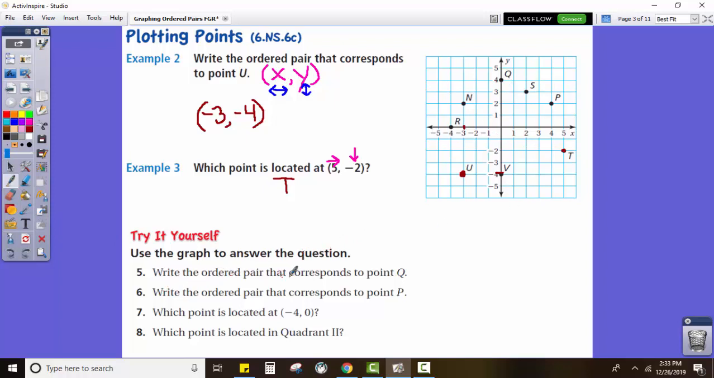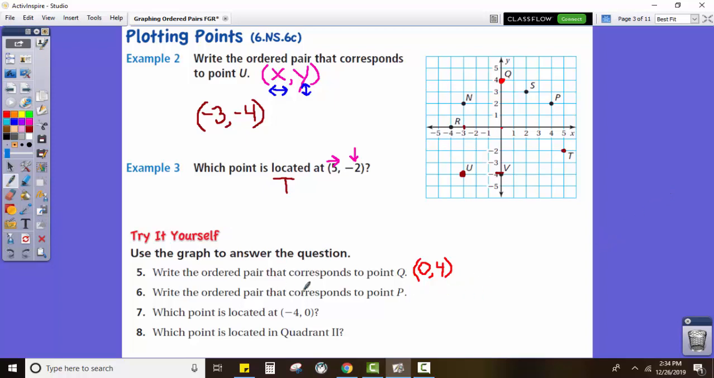Okay, and the next few here says we're going to use our graph to answer the questions. Write the ordered pair that corresponds to point Q. So I see Q is all the way up here, so I start at 0, 0. Okay, and I know that to move over on the x-axis, I don't move over at all. So that first number would be 0 because you're moving nowhere on the x-axis. So over 0, then I notice I'm moving up to 4. So 0, comma, 4. Put your parentheses around it.